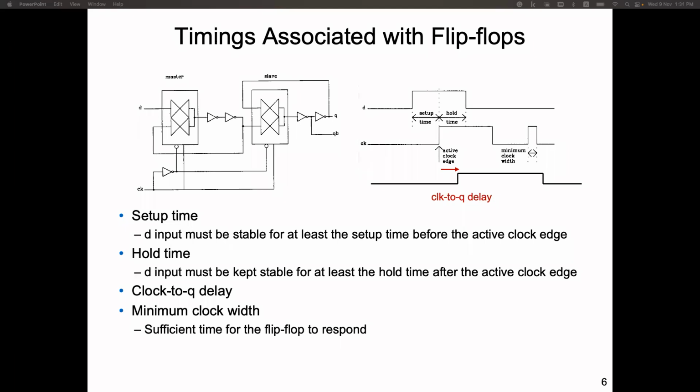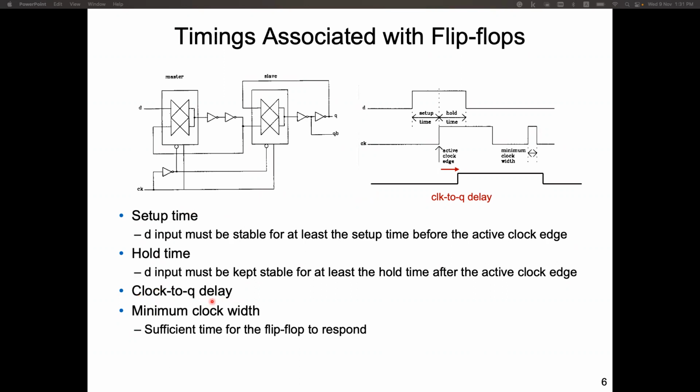And now let me explain this with 2 examples. First, for a flip-flop, there are 3 important signals: input D, clock signal, and the output Q. And there are also 3 important timing information: setup time, hold time, and clock to Q delay.